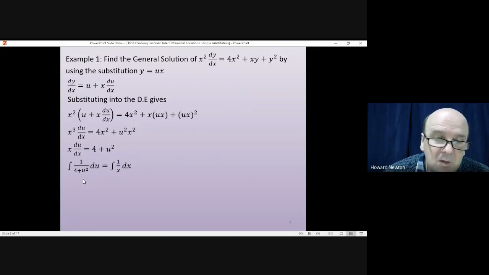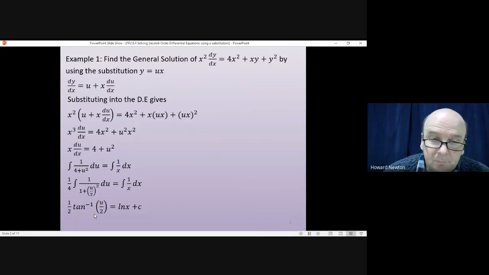It's very, very close to tan to the minus 1. It's slightly easier to see if you take the quarter outside of the integration, so that you have a quarter into the integral of 1 over 1 plus u over 2 squared du equals the integral of 1 over x dx. And then this is a standard integral for inverse tan of u over 2.